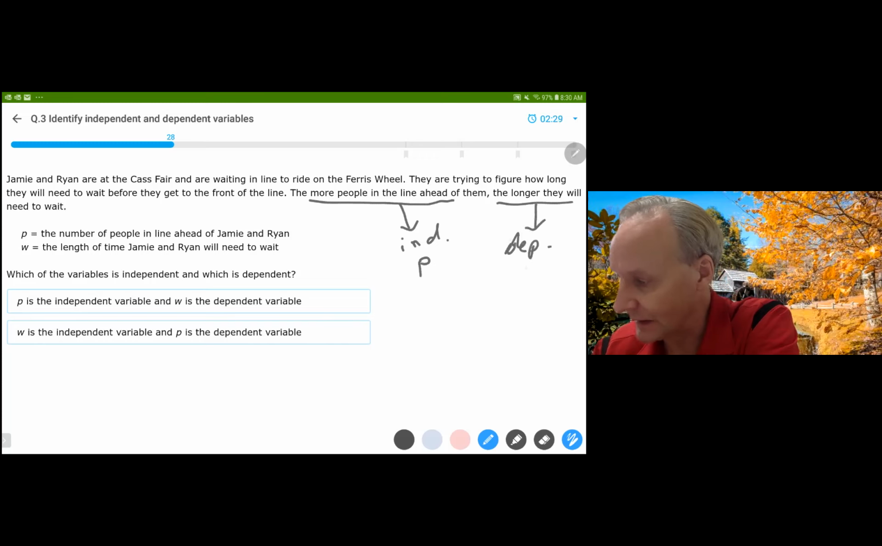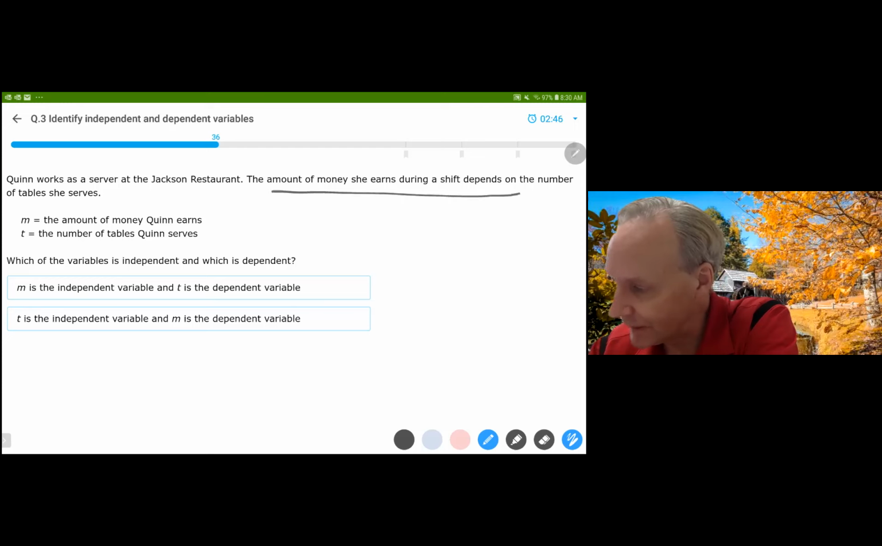Hopefully these are clear. Okay, Quinn works as a server. The amount of money she earns depends. So the amount of money she earns, M, is dependent on the number of tables she serves. T is the independent. So the more tables she serves, the more money she makes. T is the independent and M is the dependent.